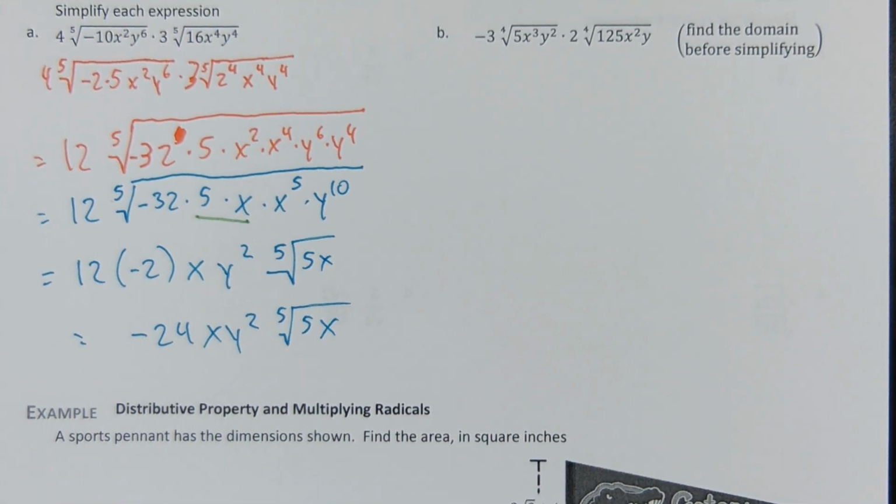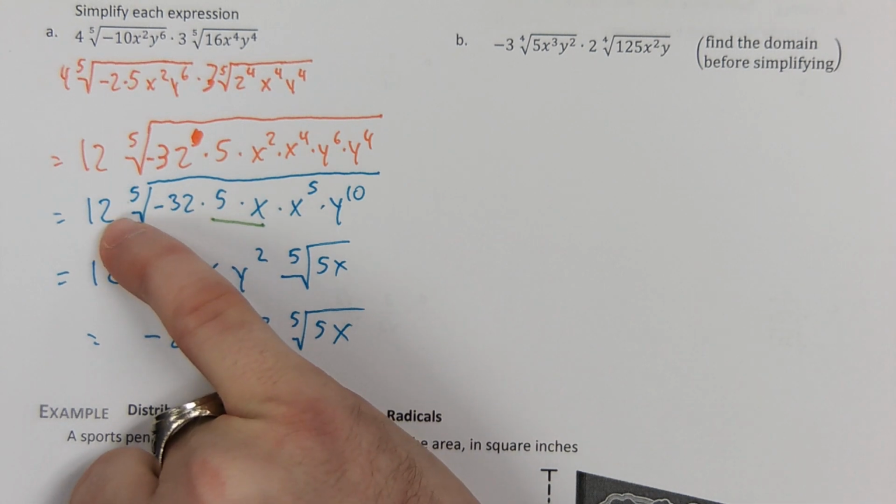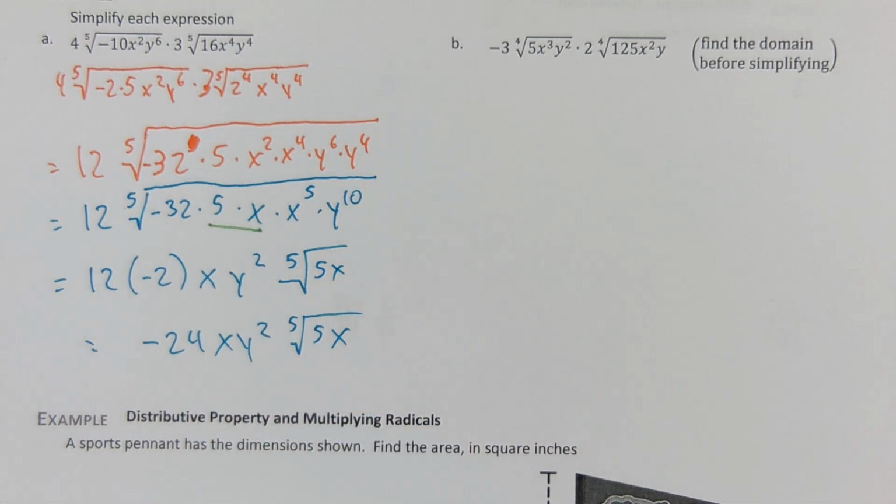Yes, what's up? You said why or how? Because it's just the coefficient in the front of the radical. The negative 24. No, again, this is an odd root. Odd roots of negative numbers are negative.